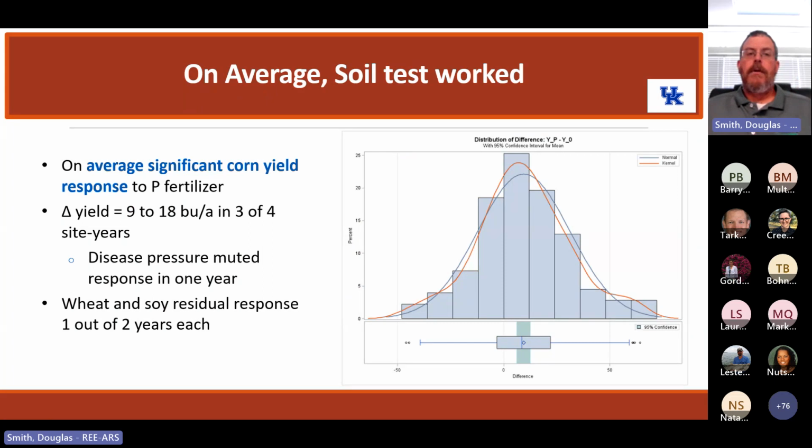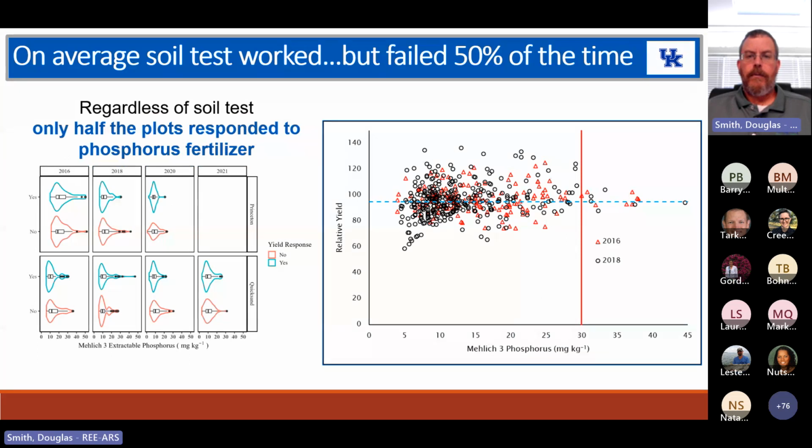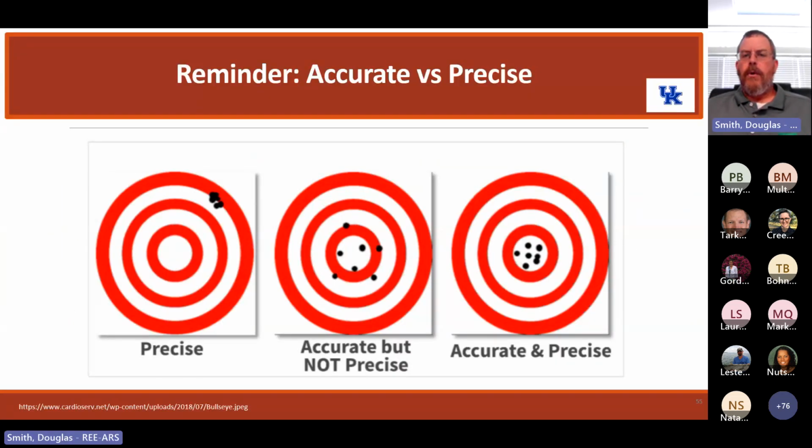On average, these studies show that there is a response to the fertilizer, anywhere between 9 and 18 pounds or bushels per acre in these fields. However, half of the time, there was no response to the fertilizer in these side-by-side comparisons, which is very important. So we're looking at accuracy versus precision.